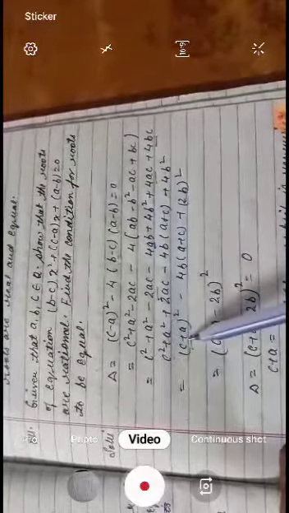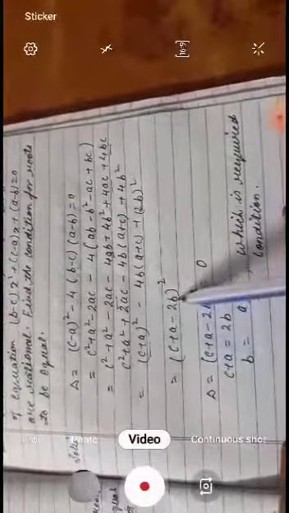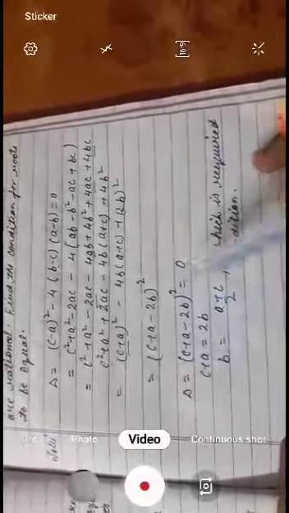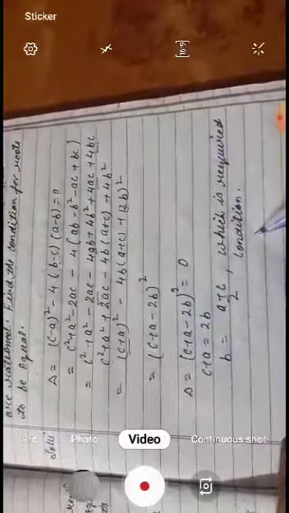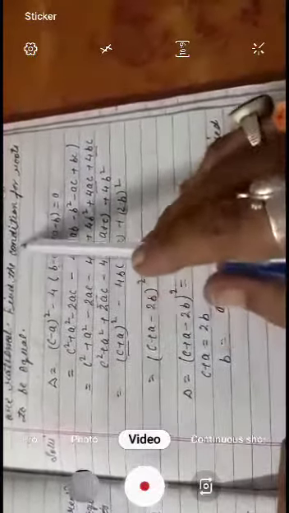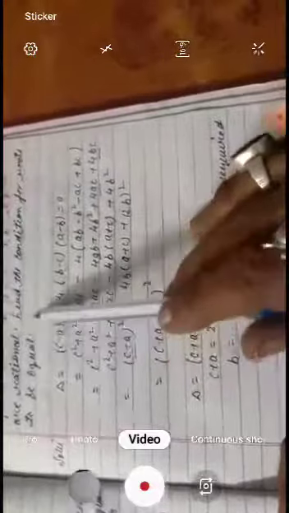to find the value of a + c. Then we get (c + a - 2b)², which is 0. Then the value of b is this, which is the required condition. This is the condition if we are asked to find the condition for the roots to be equal.